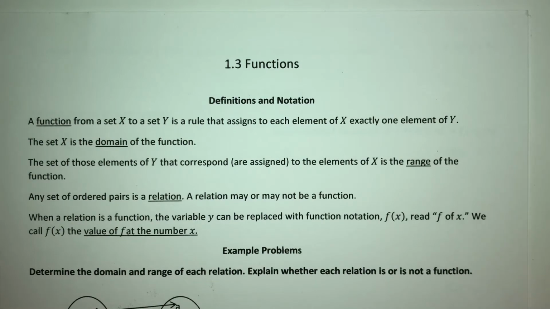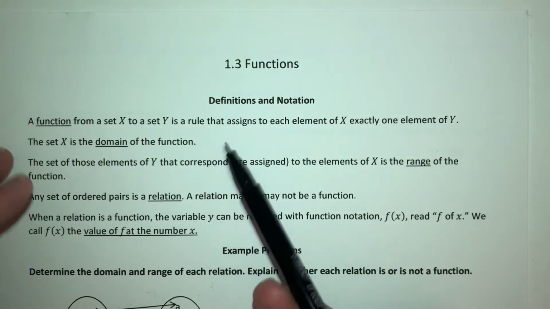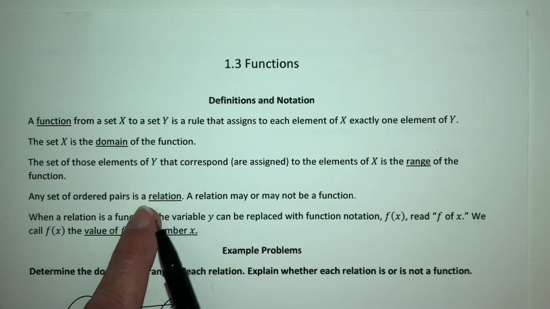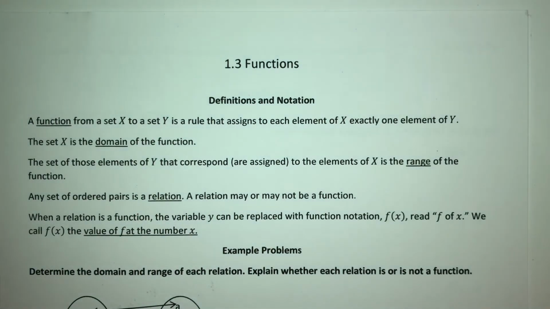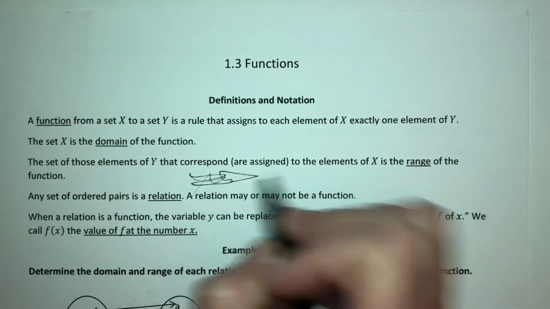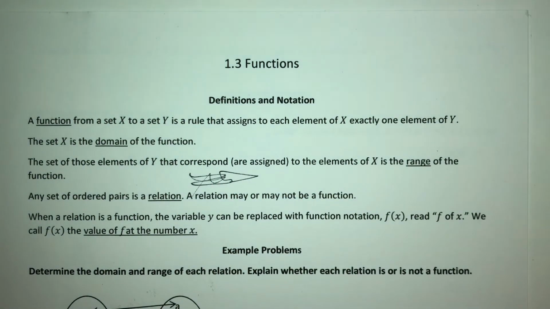Okay? A function is a very specific type of a relation. A relation is any set of ordered pairs. I could list ordered pairs and it would be a relation. Any kind of squiggle you could put on a graph would be a relation. A relation may or may not be a function. This is the same kind of concept that a square is a rectangle, but a rectangle is not a square. A function is a relation. A relation may or may not be a function.